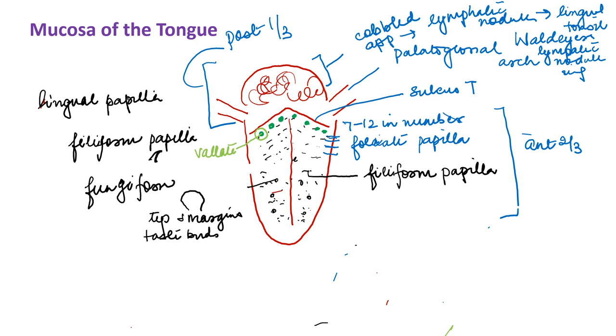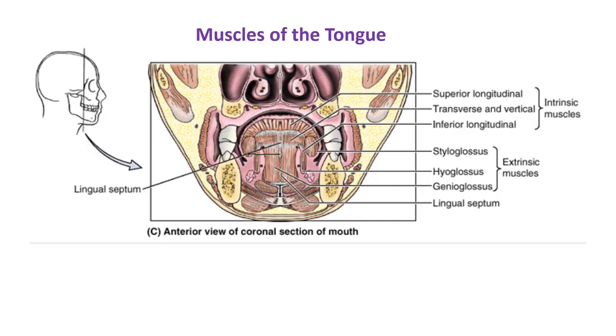And why is there difference in this mucosa? Why is there difference in all these structures which are being present, and what is the basis for it? Is that because embryologically the anterior two-third is different from the posterior one-third? Now let's come on to the main issue.